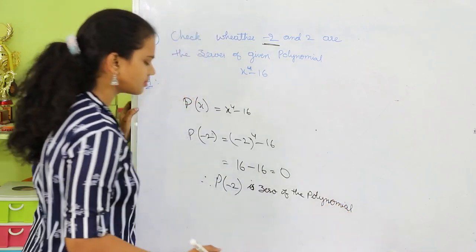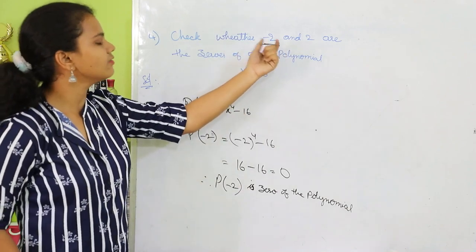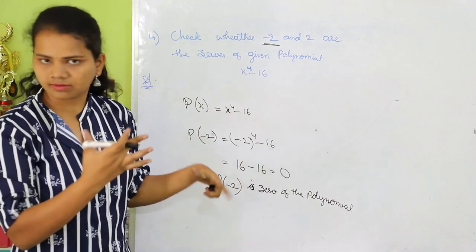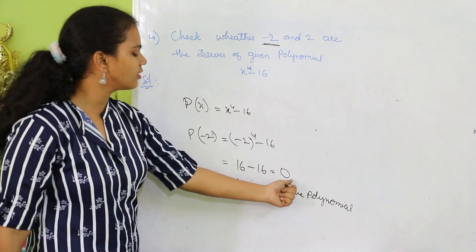Clear? Clear with zeros of polynomial. If they give these values, then what do you do? Try to substitute the value in this given equation, then immediately we will be getting one answer. So here you have 0. You got 0.